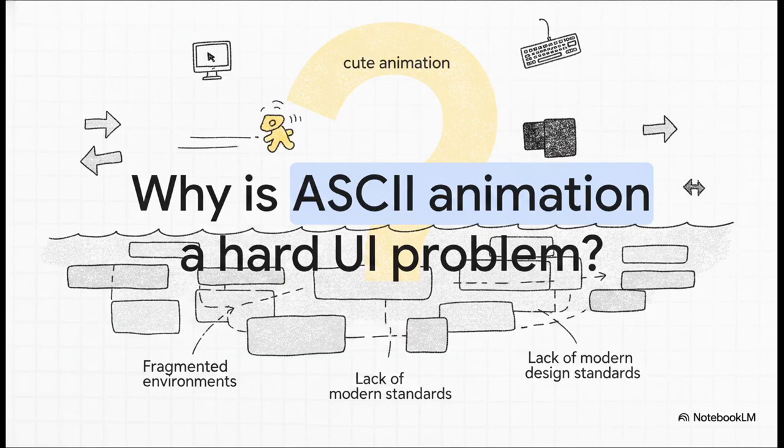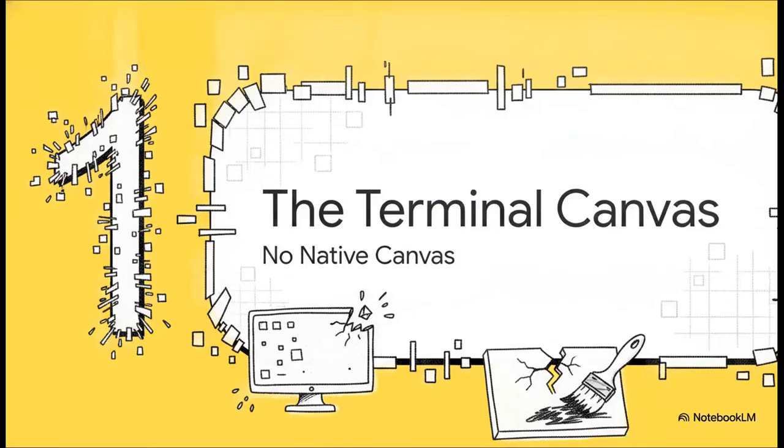Why on earth is an ASCII animation one of the hardest UI problems in engineering? It's like the ultimate software design iceberg. What you see is this tiny, cute animation floating up top. But what's lurking below the surface is decades of technical debt, totally fragmented environments, and a complete lack of modern design standards. Section 1, the terminal canvas problem.